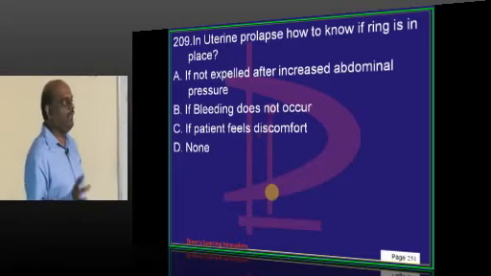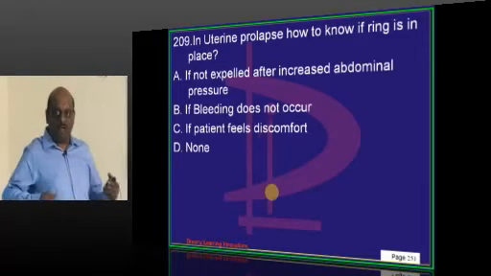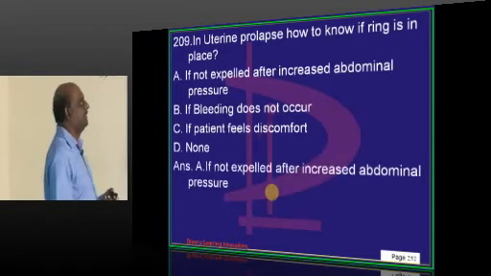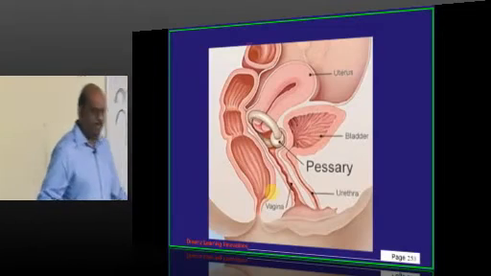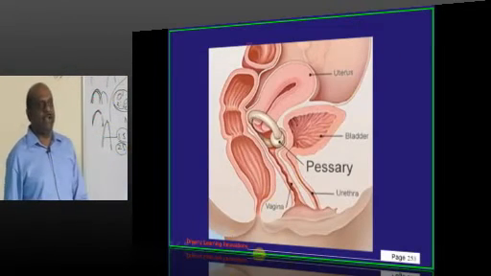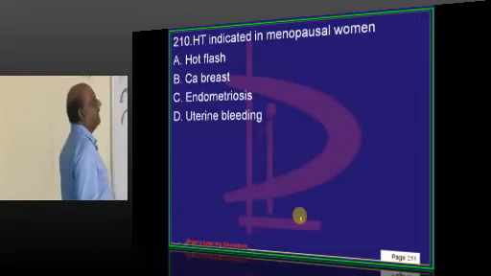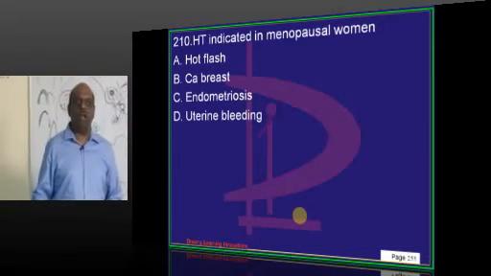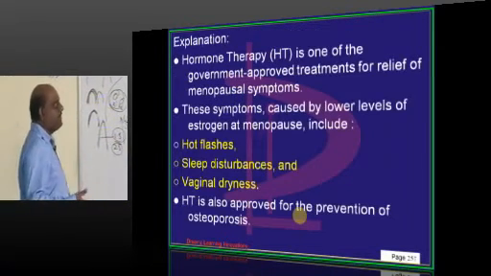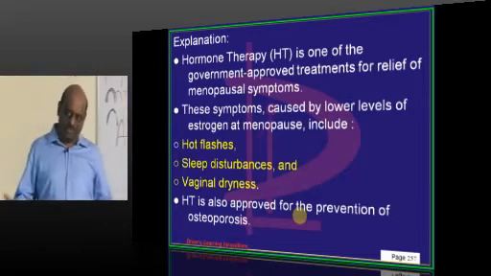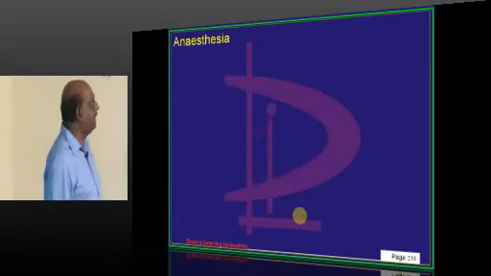In uterine prolapse, if you place a vaginal pessary, how are you sure that you have rightly placed it? You ask the woman to apply abdominal pressure, and if the pessary is not falling down, that means you have rightly placed it. That's the way you check it. Where do you give hormonal therapy? Hot flashes are considered to be due to estrogen deficiency, where hormonal therapy will help.